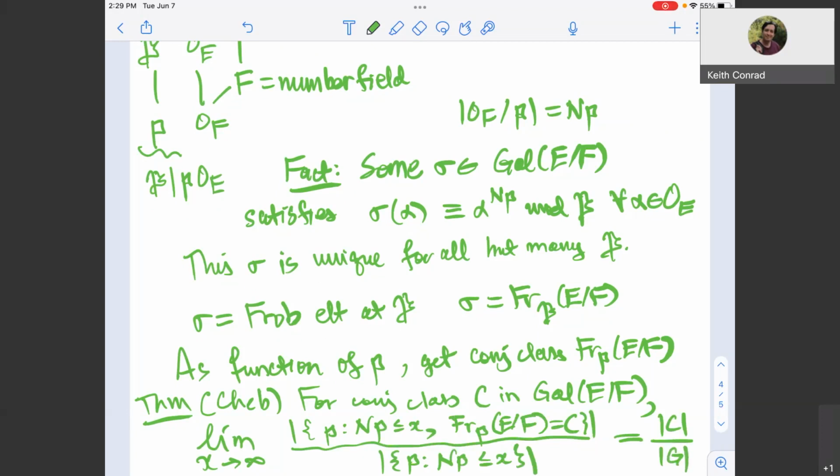So it looks just like the same statement, except the bottom is no longer the integers in the rational numbers with prime numbers, but we're working with ideals. Okay. Are there any questions?